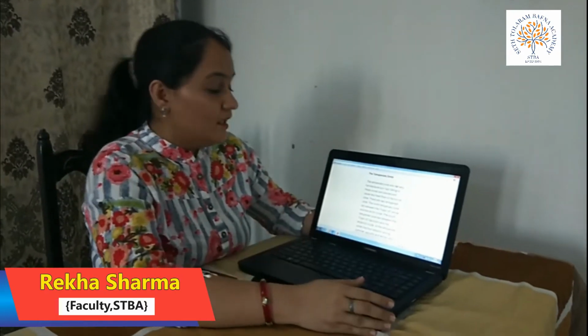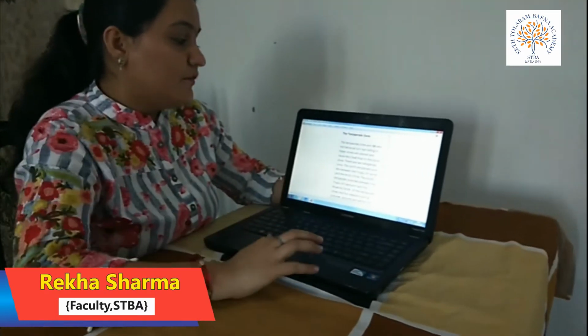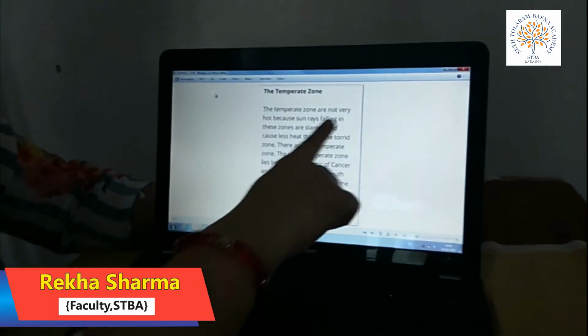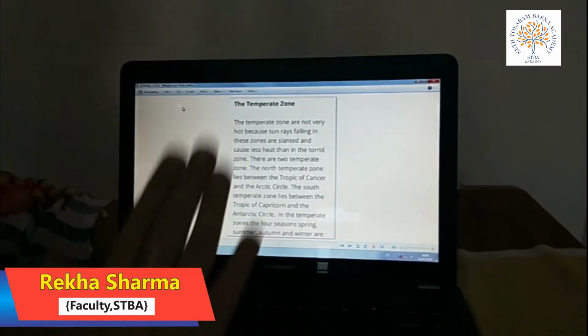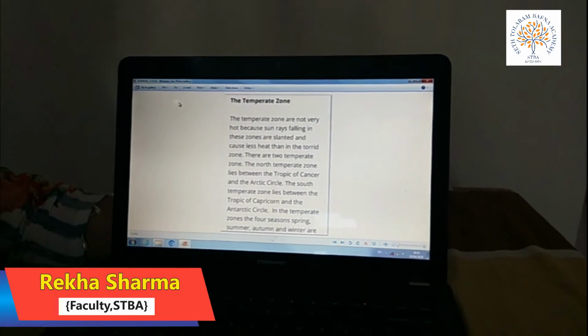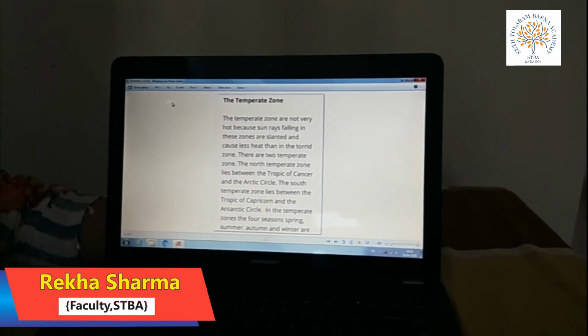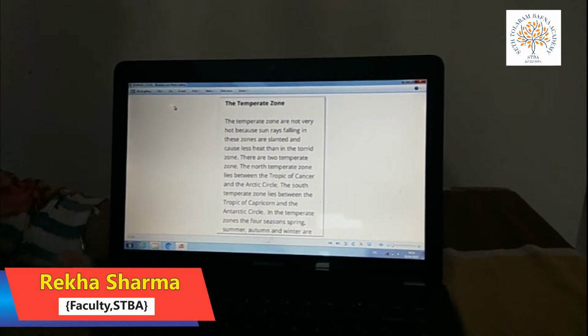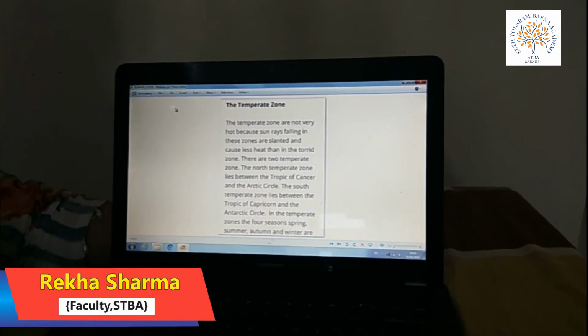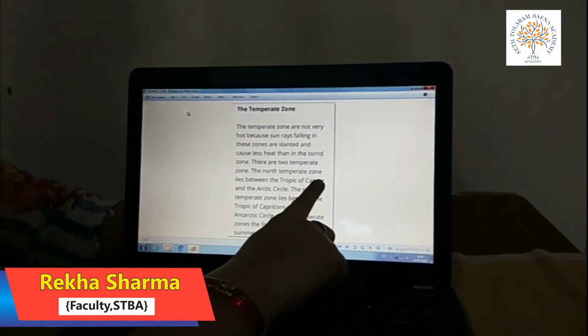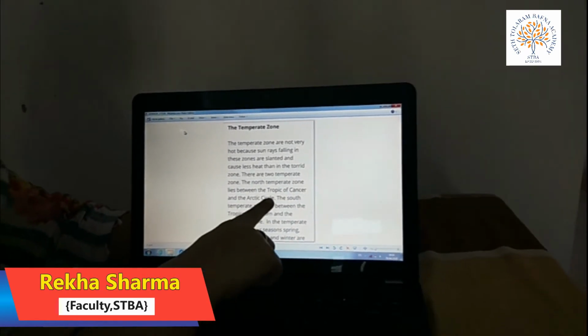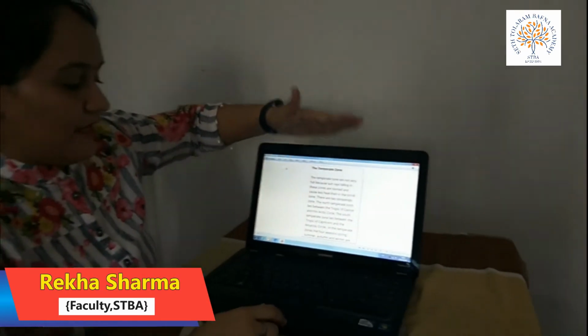Now you can see the temperate zones are not very hot because the sun rays falling in these zones are slanted and cause less heat than in the torrid zone. There are two temperate zones. First, as I told you, is the north temperate zone, that lies between the Tropic of Cancer and the Arctic Circle on the north side of the earth.